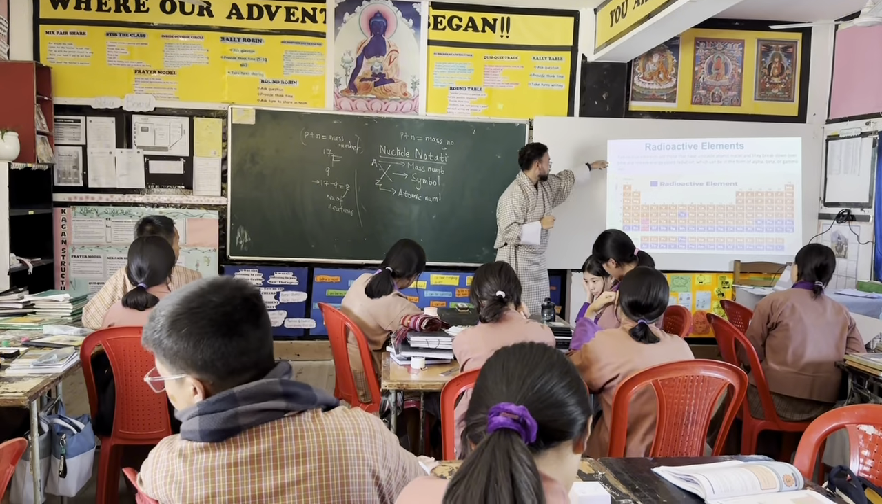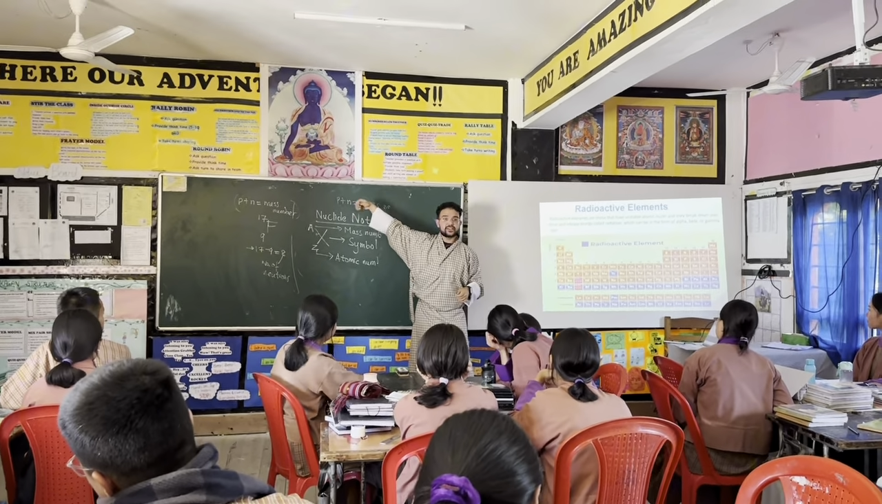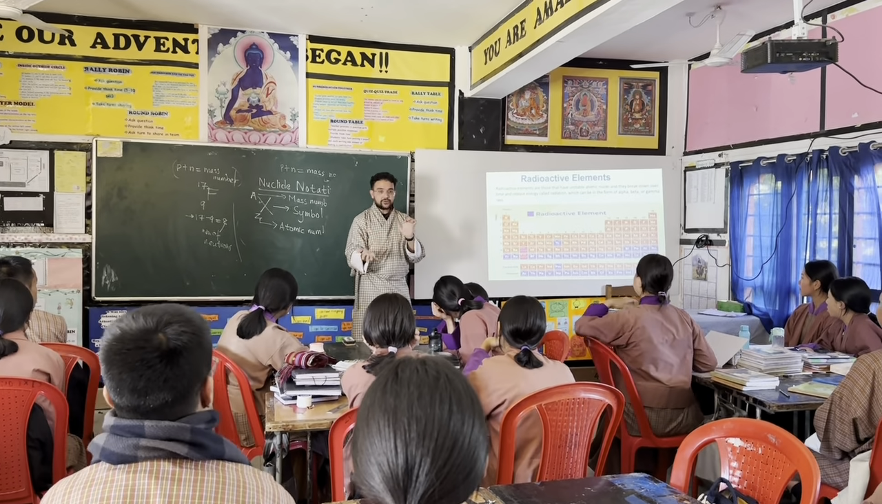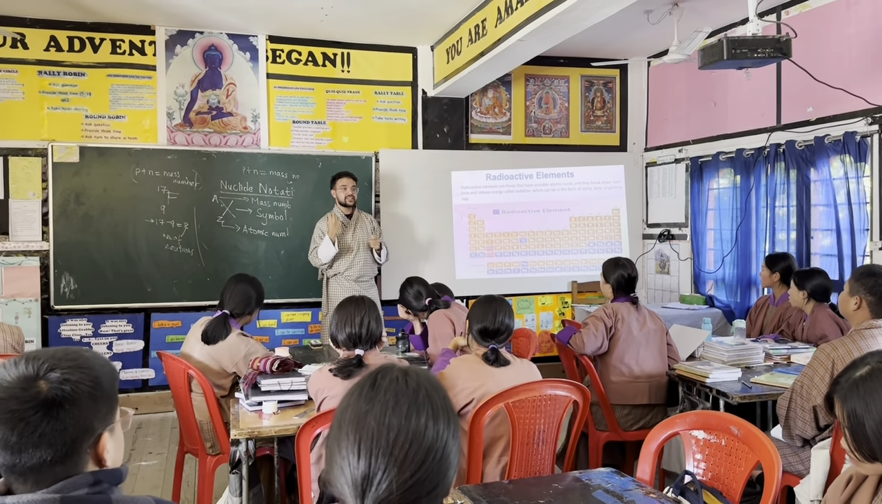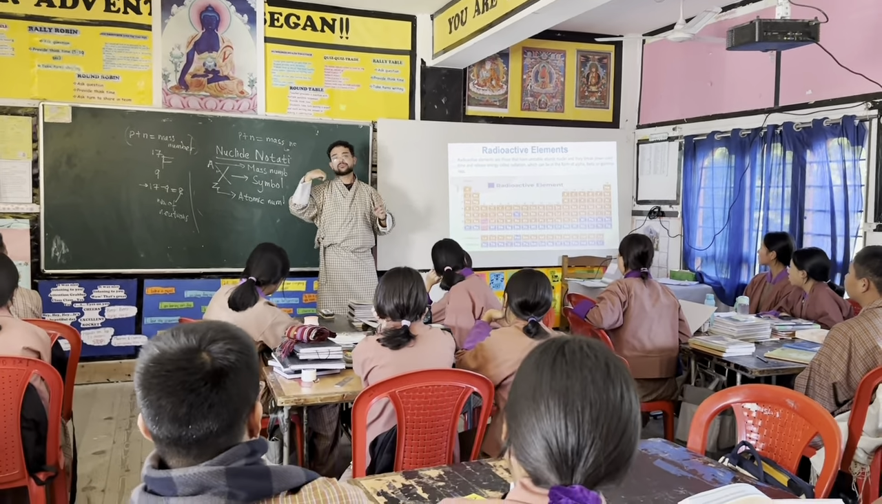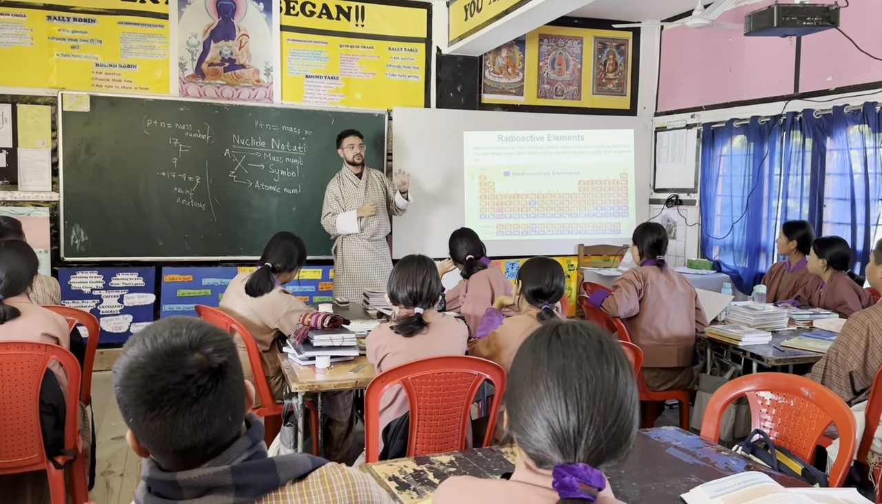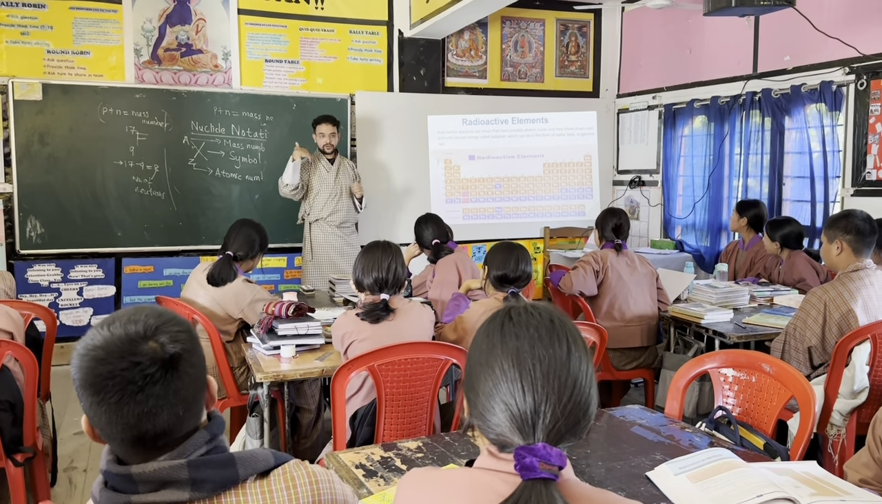So radioactive elements are those elements that have an unstable nucleus, okay? Because their nucleus is unstable, they will break down and release energy in the form of radiation. Radiation can be in the form of alpha, beta, or gamma rays. These are just the names of the rays. You don't have to know them right now.